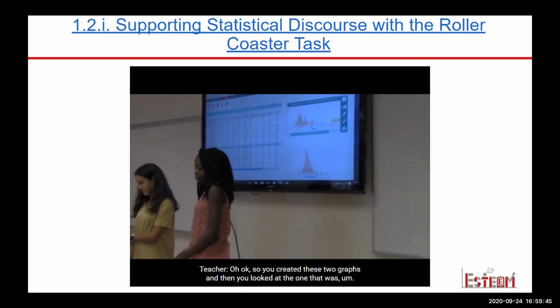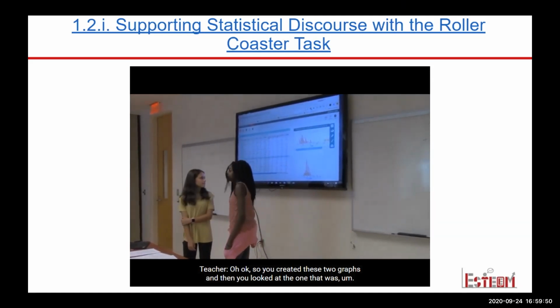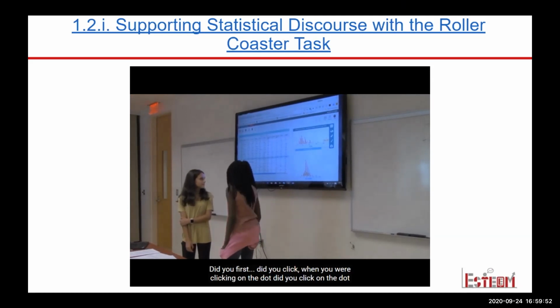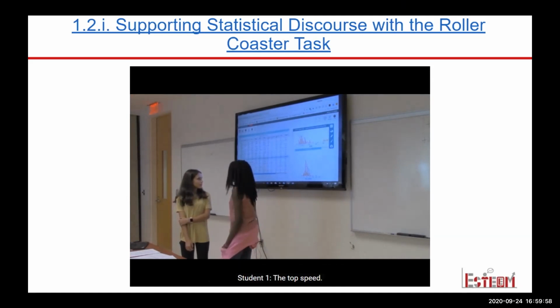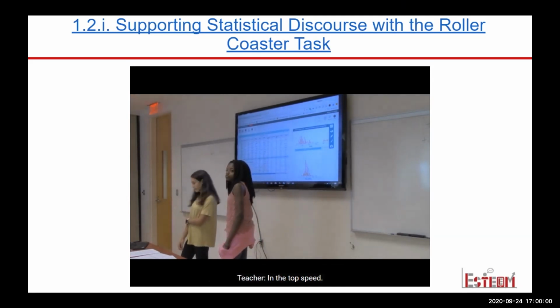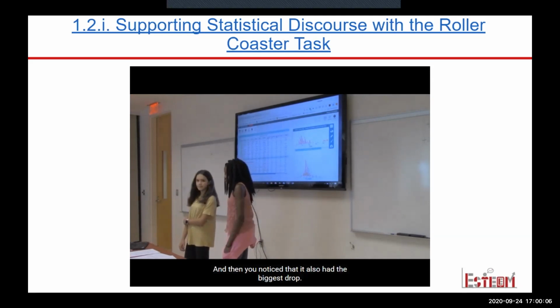Oh, okay. So you created these 2 graphs, and then you looked at the one that was. When you were clicking on the dot, did you click on the dot in the drop, or did you click on it in the top speed? The top speed. So you clicked on it in the top speed, so you find the one that goes the fastest, and then you noticed that it also had the biggest drop.